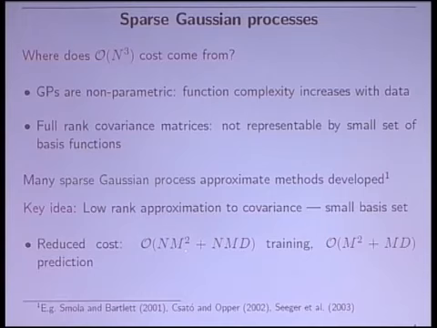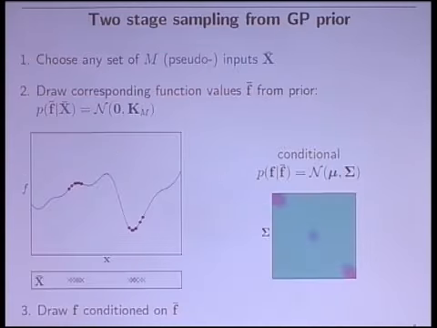And in doing so, suppose you project on a basis of size m, then you can reduce the cost to order nm squared for training, order m squared for prediction per test point. But if you're not careful when you do this, you can actually mess up some of the nice properties of the Gaussian processes that you started with. So I'm going to talk about a particular approximation that I worked on, which we call the sparse pseudo-input Gaussian process.